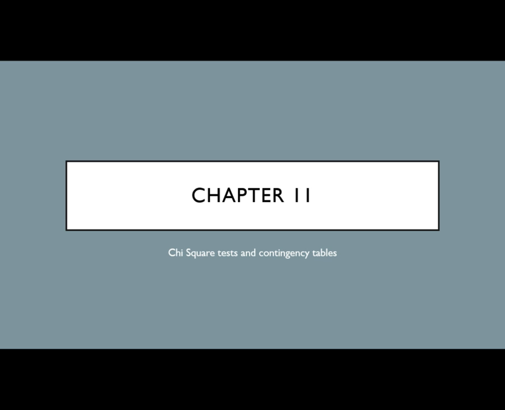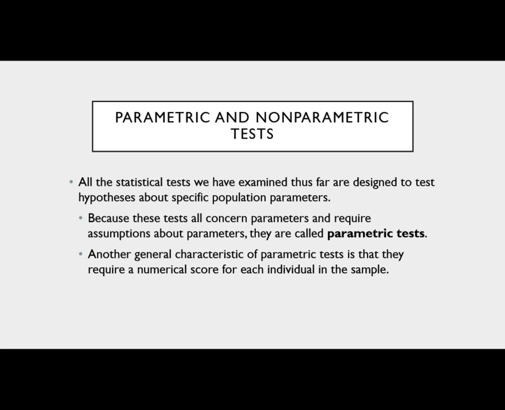Okay, so we're going to talk about chi-square tests and contingency tables. Parametric and non-parametric tests are what we do in inferential statistics. So far, all the statistical tests we've examined have been designed to test hypotheses about specific population parameters. Remember, parameter is to population as statistic is to sample. Because these tests all concern parameters and require assumptions about parameters, they are called parametric tests. Another general characteristic of parametric tests is that they require a numerical score for each individual in the sample.